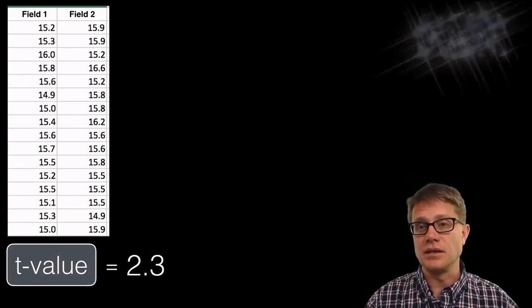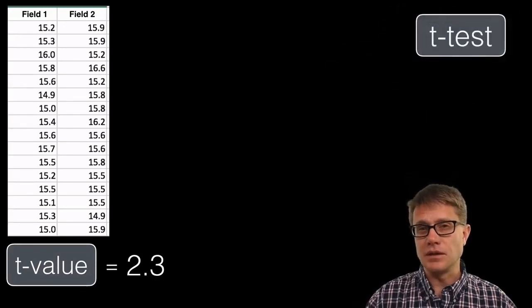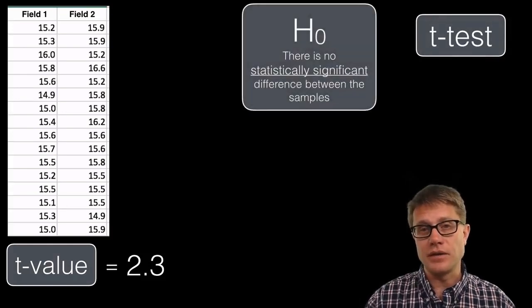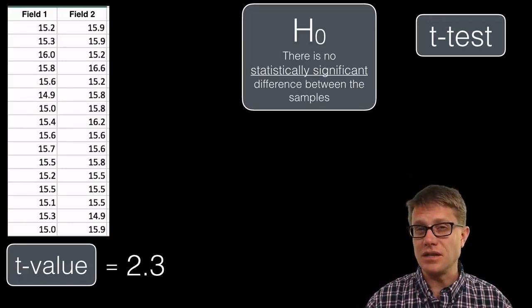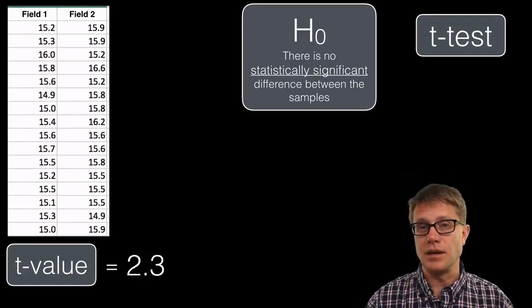So now we're going to run a t-test. What are we testing? We're testing our null hypothesis. Just like we do in a chi-squared test, what we're going to start with is a null hypothesis that says there's no statistically significant difference between the samples. In other words, any difference that we would find is simply due to chance.